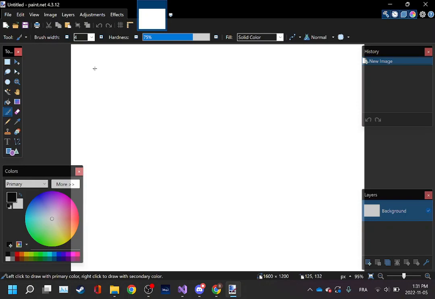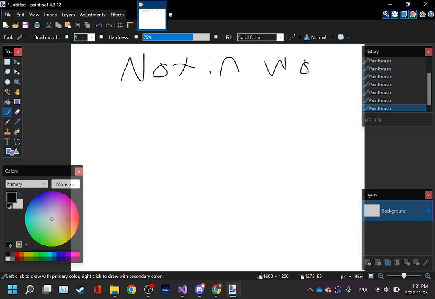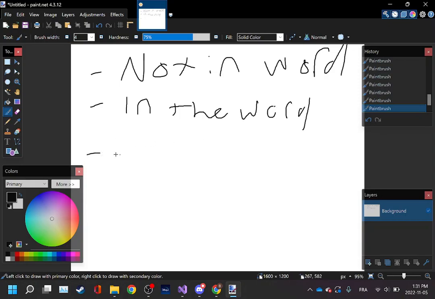There are three possible outputs. Either it's not in the word, or it's in the word, or it's at this spot.